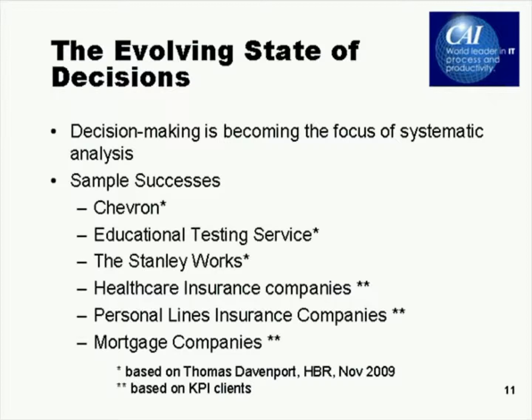So on this page, Davenport goes on to say that today decision-making is becoming the focus of systematic analysis. That is, business leaders are now recognizing the importance of decision-making and are taking steps to make it tangible. And he explains success stories related to Chevron, ETS, and the Stanley Works. We at KPI, as I said, have success stories in various mortgage companies and healthcare insurance companies, personal lines insurance, and we use the decision model to deliver successful decision-making, whether the decision is being made by humans behind closed doors or whether it is automated in systems.